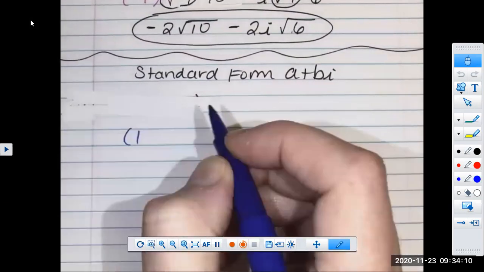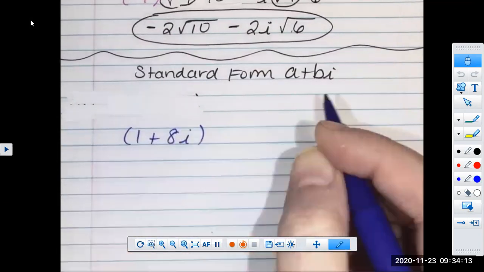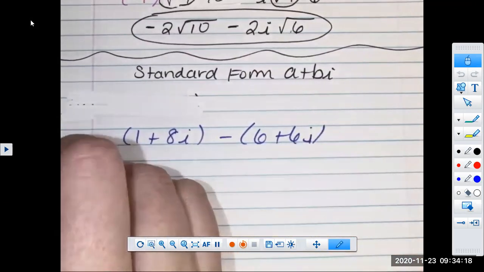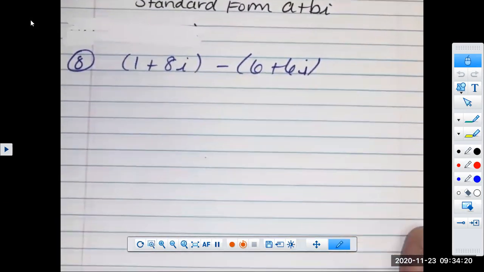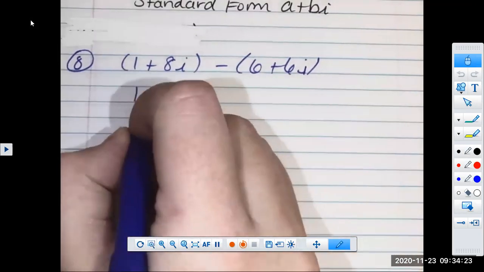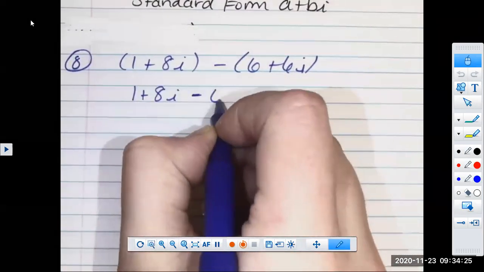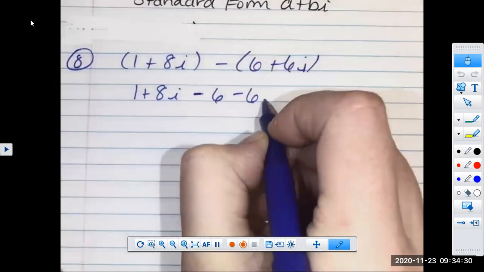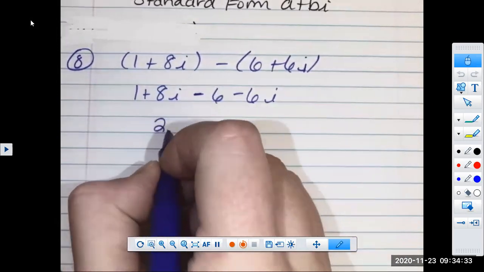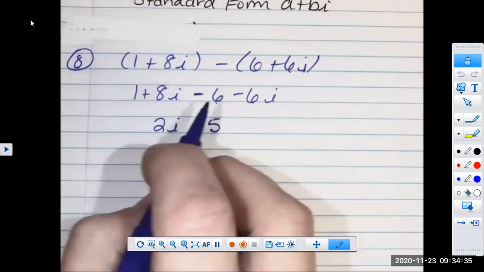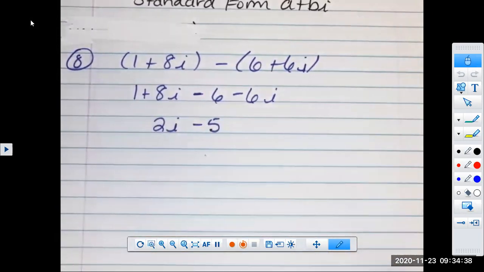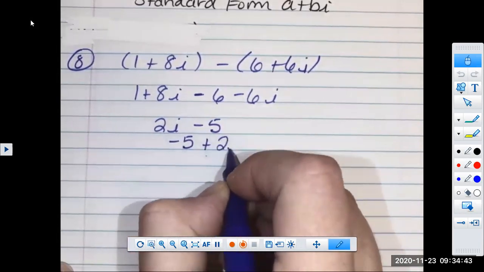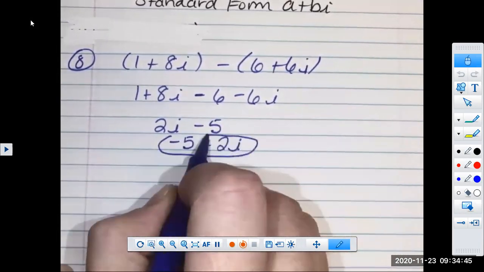Okay, we've already looked at really adding, subtracting, multiplying, and dividing, but let's just look at one like this. This says subtract and leave your answer in the simplest form. This is number 8 in your notes. So if we just drop the parentheses, make sure that both terms inside become negative because you distribute that minus sign. And this is what you have. And when you combine like terms, you're left with 2i minus 5. And in order to put that in standard form, you have to swap places. So we'd have -5 plus 2i. That's in standard form, a plus bi.